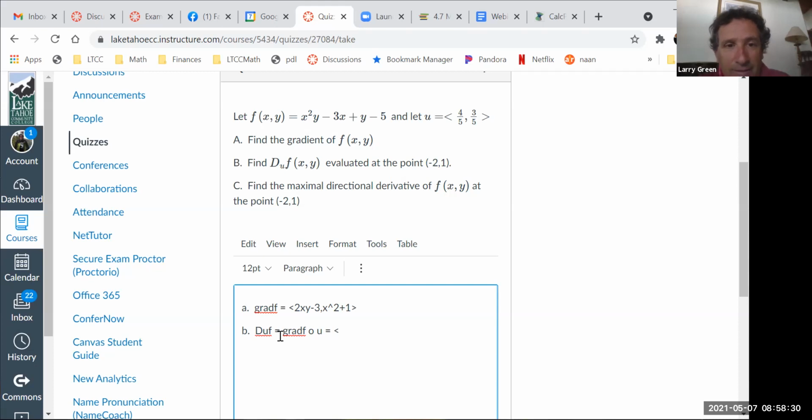The gradient of f, which we already found in part A, is 2xy minus 3, comma x squared plus 1, but we have the point -2, 1, so I plug in -2 and 1. If x is -2 and y is 1, you get 2 times -2 times 1 is -4, minus 3 is -7, comma, and then x is -2, -2 squared is 4, plus 1 is 5. Then we dot that with u, which was 4/5, comma 3/5. Any questions on that?